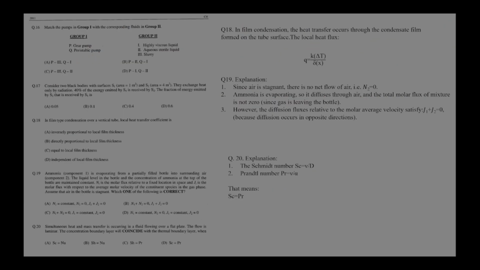Okay, so gear pump is for highly viscous fluid, and peristaltic pump is for aqueous sterile liquid. Okay, so you can see that.